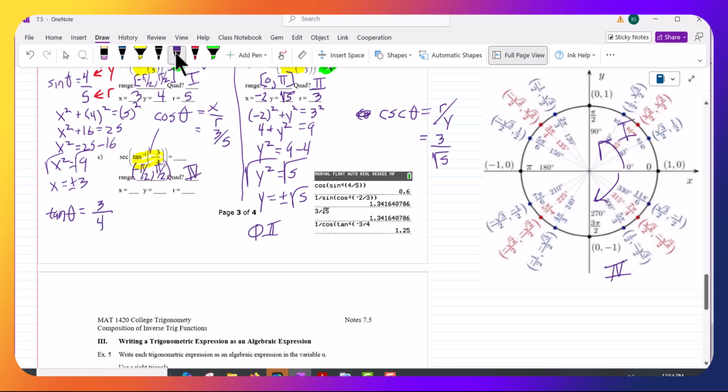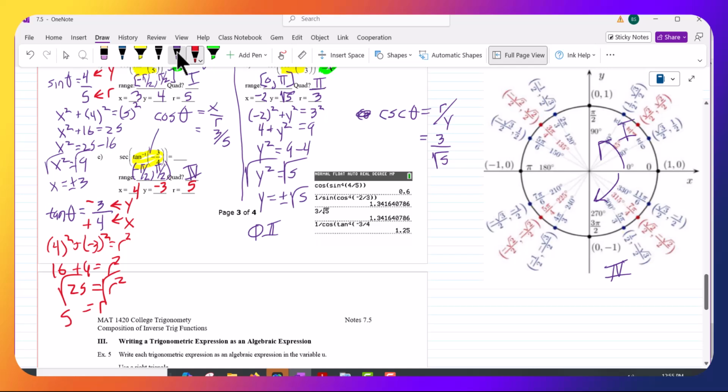Now you have to know where everything is. In quadrant 4, the tangent is y over x, and x is positive while y is negative. So you have to reason that out. y would be negative 3, x would be 4, and then r would be 5. This is a 3, 4, 5 triangle. If you don't know that, you just go x squared plus y squared equals r squared, and you'd get 16 plus 9 equals r squared, so r squared is 25. Remember, r is always a positive number, so the square root of 25 is 5.